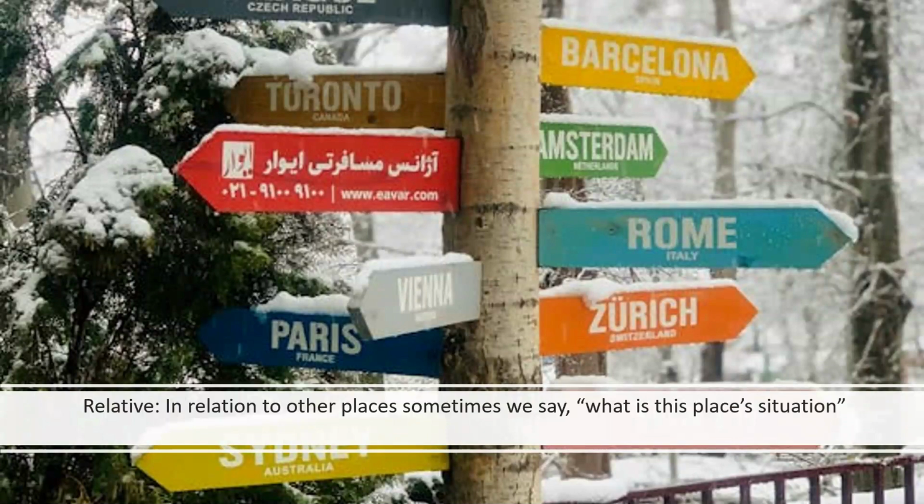When we're thinking about trade, relative location becomes very important. Are you near a body of water? Are you near an ocean? How close are you to the next biggest city? Sometimes we think about relative location as being how is a place situated, or what is its situation.